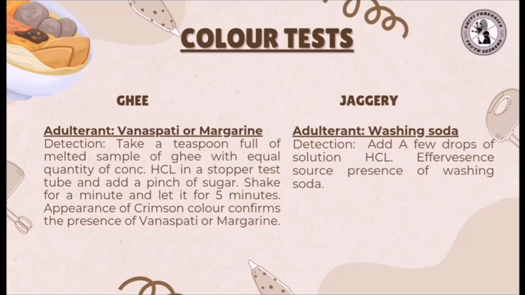Now, jaggery. The adulterant is washing powder. To detect the presence of washing powder in jaggery, we add a few drops of HCl solution to the jaggery sample. If effervescence is observed, we can estimate the presence of washing soda in it.